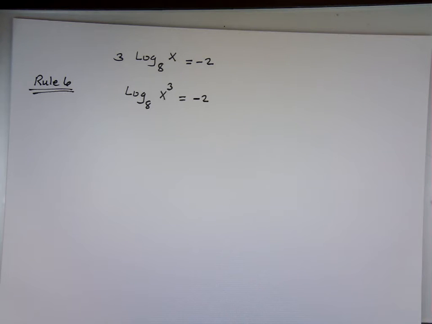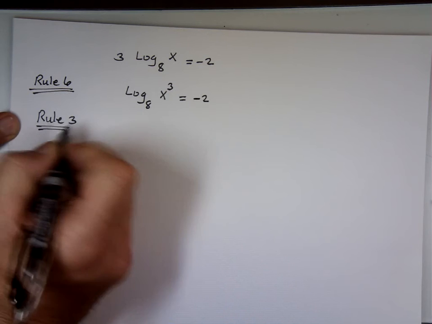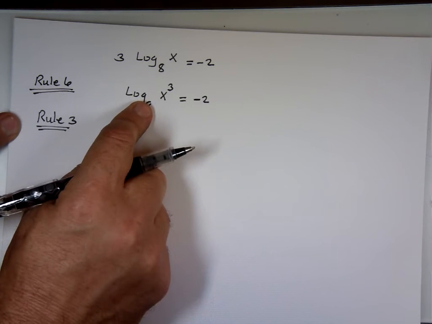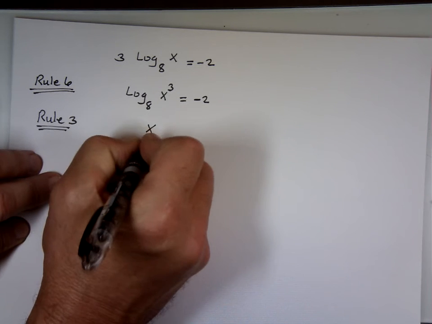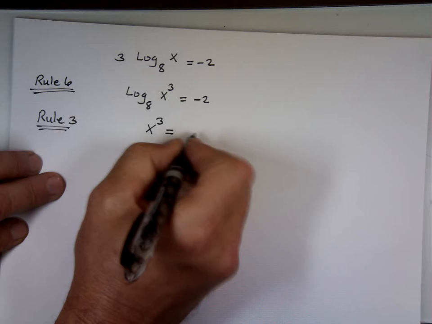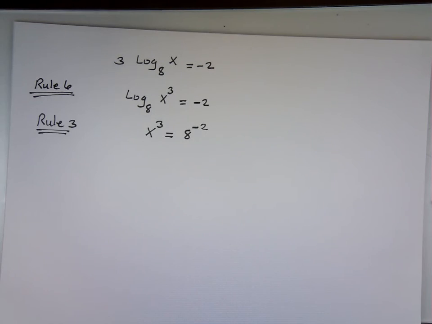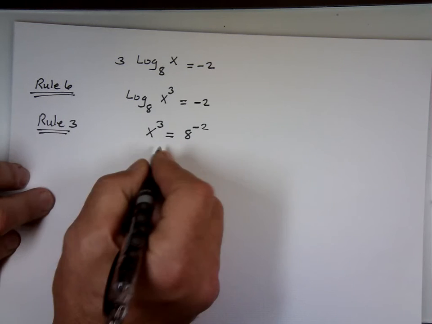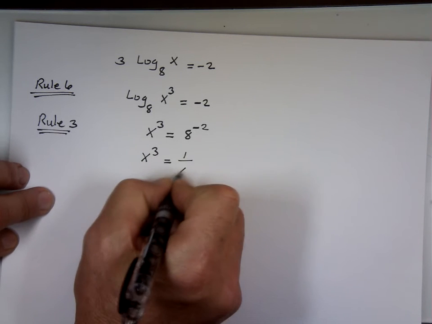That's good. Now let's look at rule number 3. It says if you have a log on one side only, you can change it to exponential. x to the third will have to equal what? 8 to the power of what? Negative 2. What is 8 to the minus 2? Yep, that's 1 over 8 squared, which is 1 over 64.